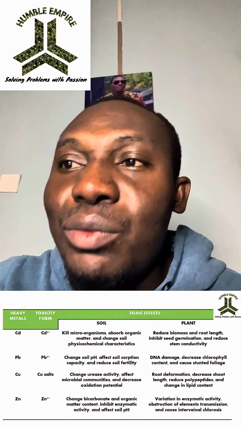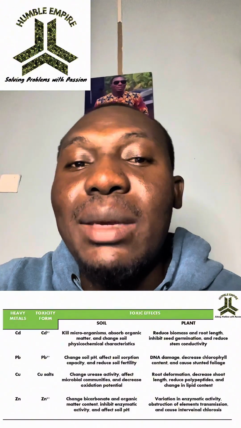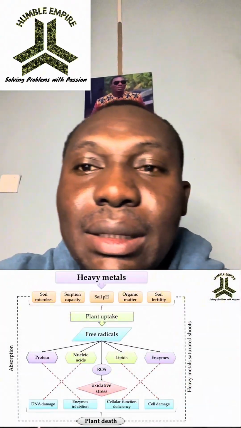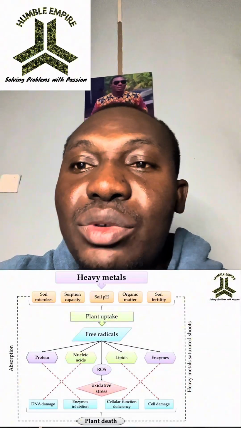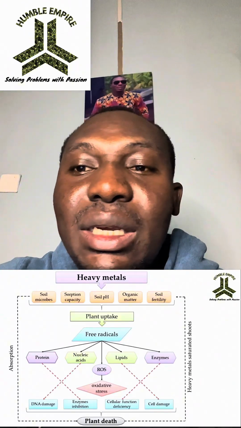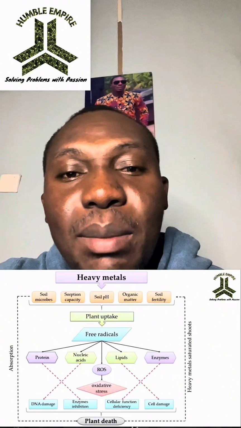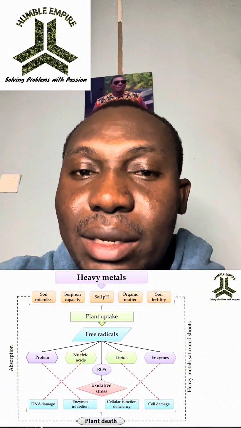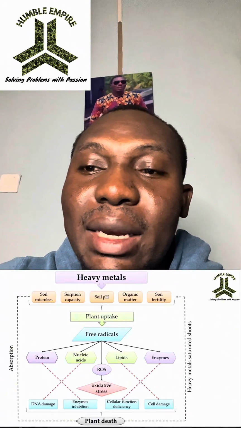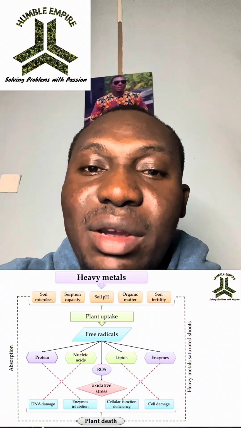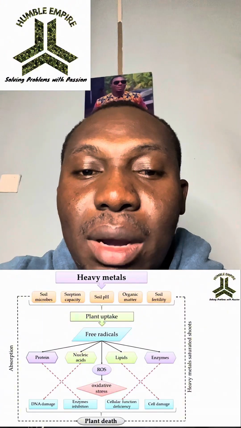When it comes to the plant, it reduces the biomass. It affects the root system as well. Some even inhibit germination, and it affects the DNA. It also affects the protein, nucleic acid, enzymes and lipid formation. And it damages the cells of the plant. So in effect, it causes plant health damage. Okay, and at the end of the day, it's causing the plants to die, which is very, very bad for our production.